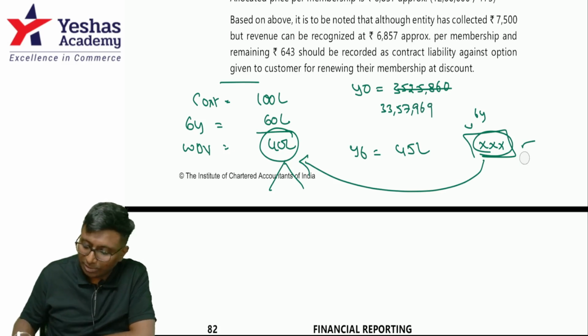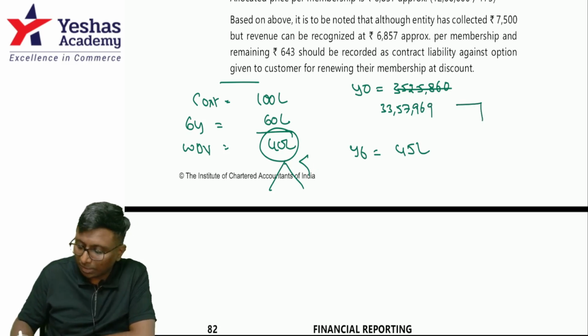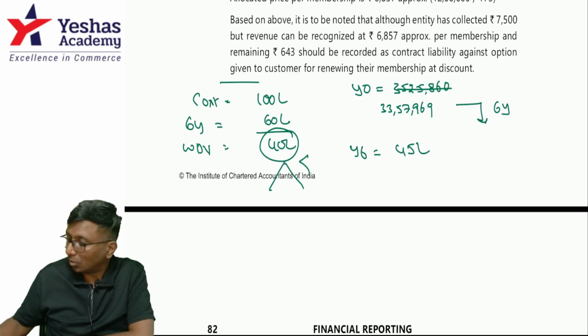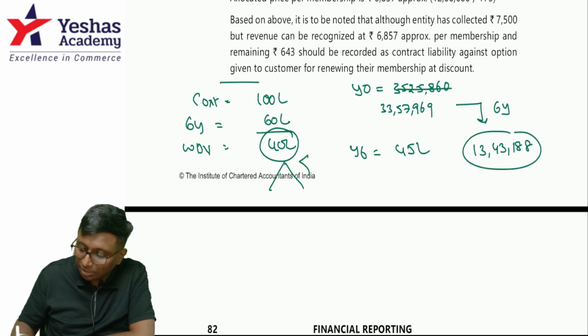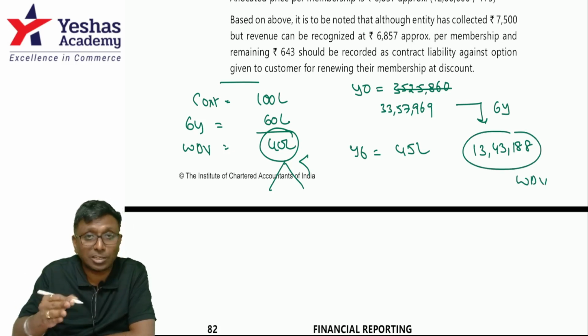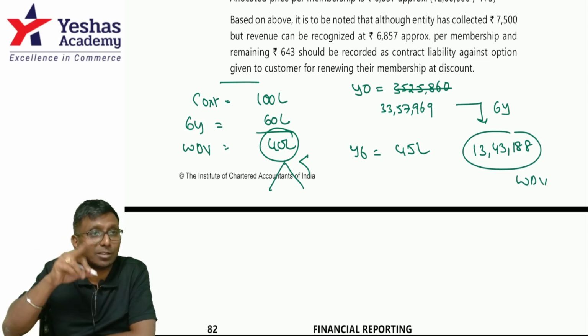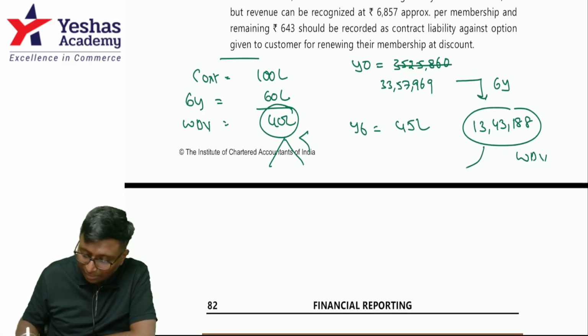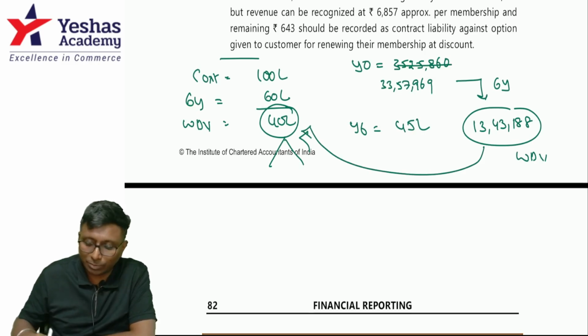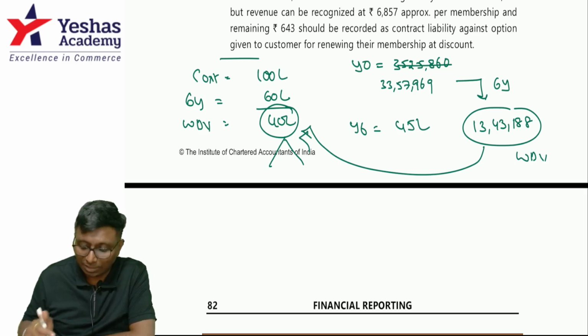Now, what am I supposed to do? I am supposed to depreciate it for 6 years, so divided by 10 years, into 4 years remaining. That is equal to 13 lakh 43,188. This is the WDV of the machine. If I had bought it for 33 lakh rupees, the book value today would have been 13 lakh 43,000, and that would have been part of my 40 lakh rupees.